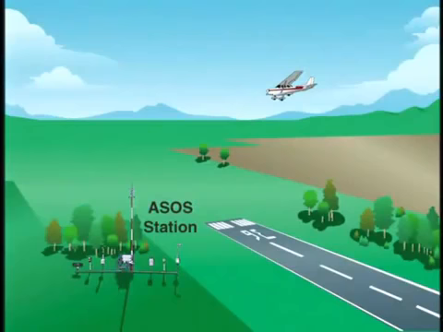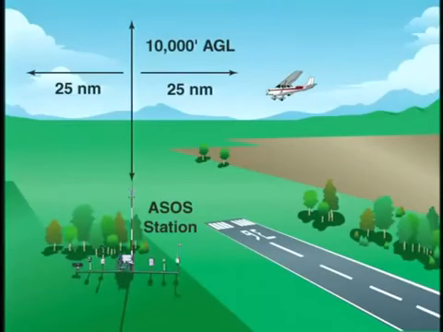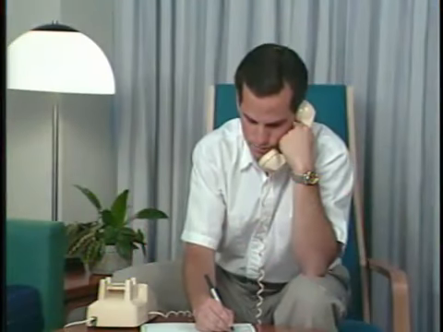AWOS and ASOS broadcasts can be received up to 25 nautical miles from the station and up to a maximum altitude of 10,000 feet AGL. These stations are also accessible on the ground by phone.